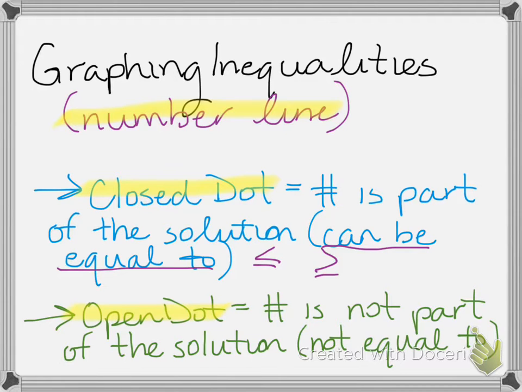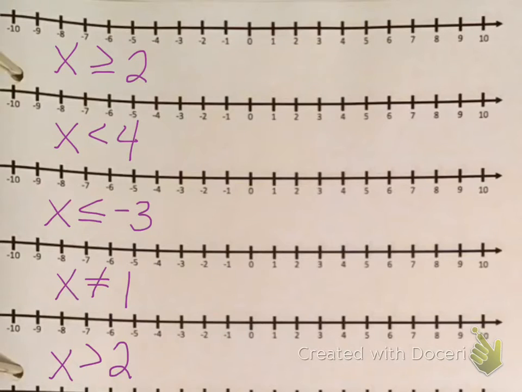An open dot is when the number that you start with is not part of the solution. So it is not equal to. You're going to be looking for just less than signs or just greater than signs, no equal to bar. So equal to bar means closed dot. No equal to bar means open dot. If you can remember those two things, you will be just fine on this lesson. So let's do some examples.